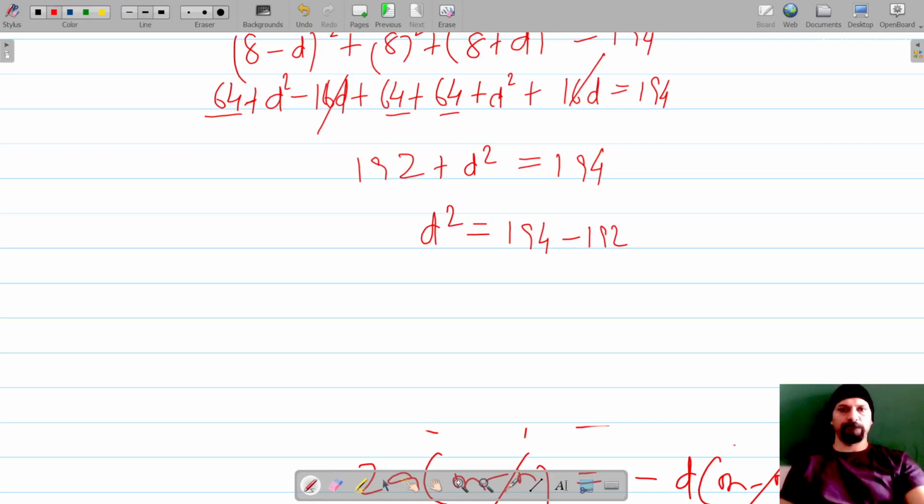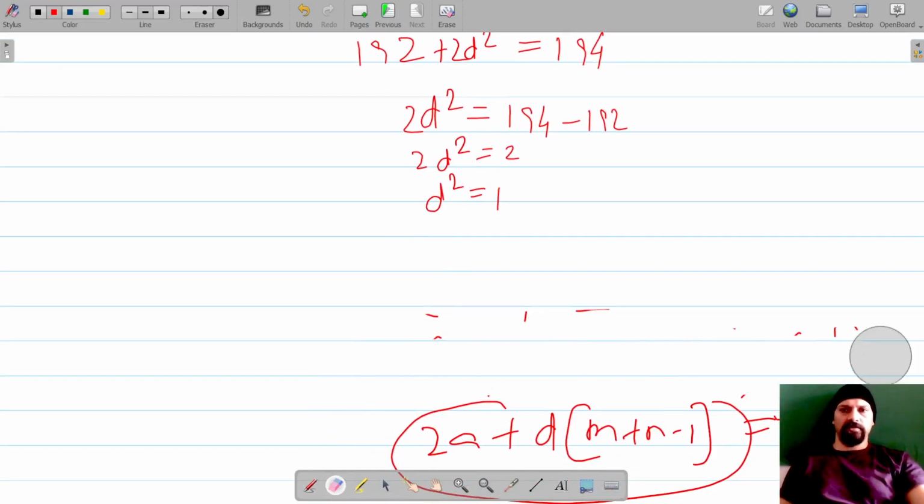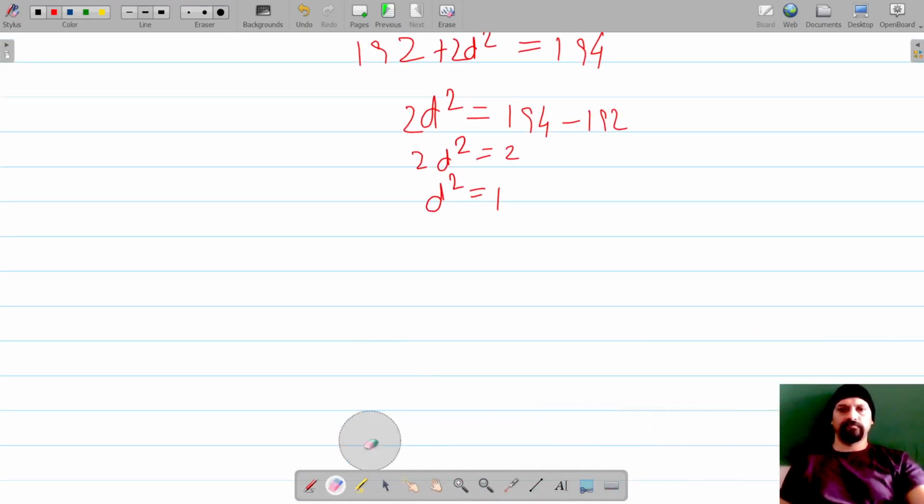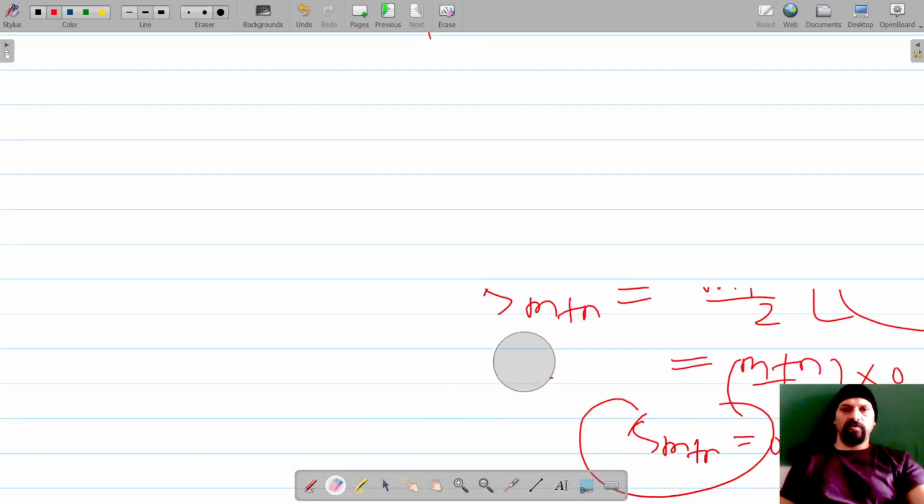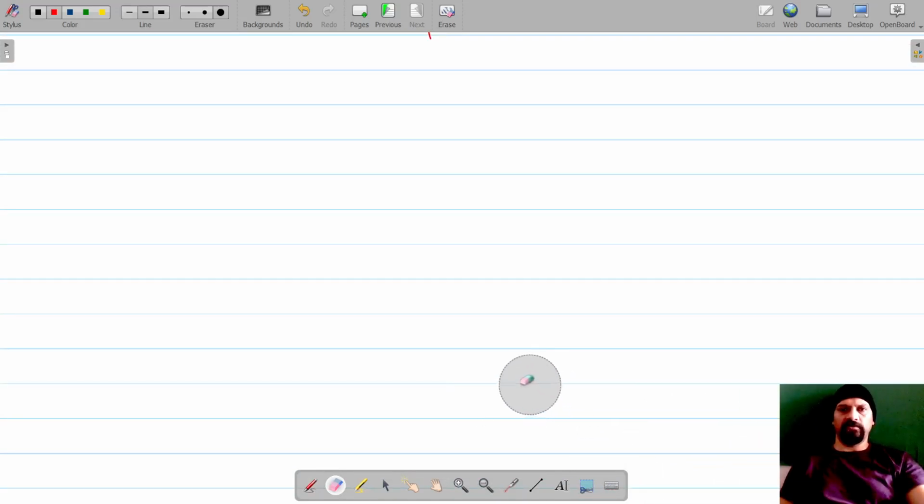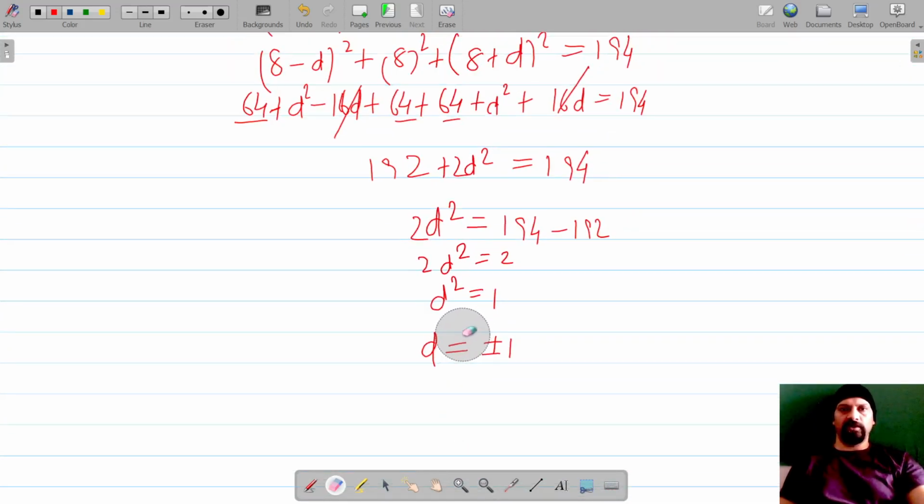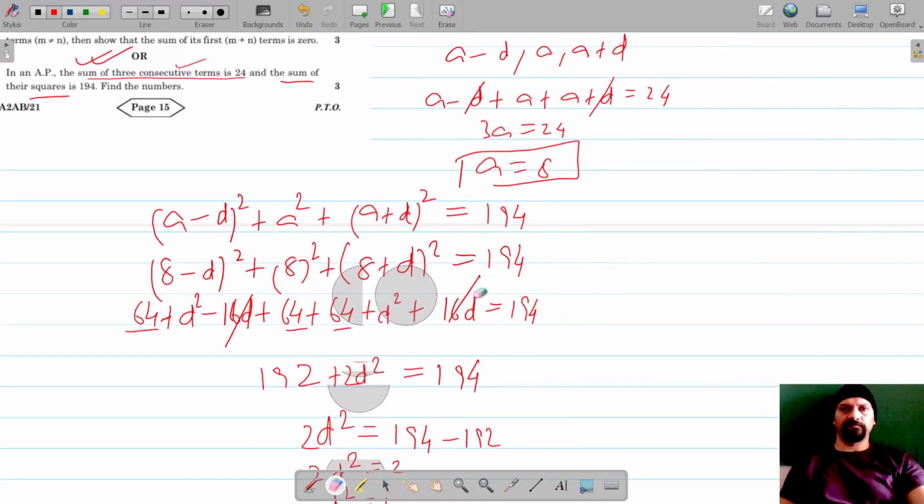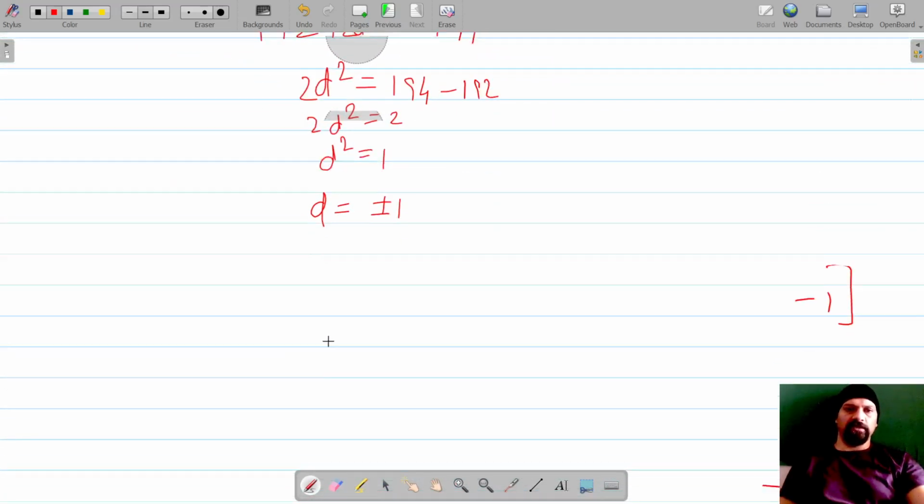So 2d square is equal to 2, which gives me d square is equal to 1. And now the value of d is plus or minus 1. So when d is equal to 1 and when d is equal to minus 1, let's get the values. There are two values of d, plus and minus 1, but the value of a is 8.